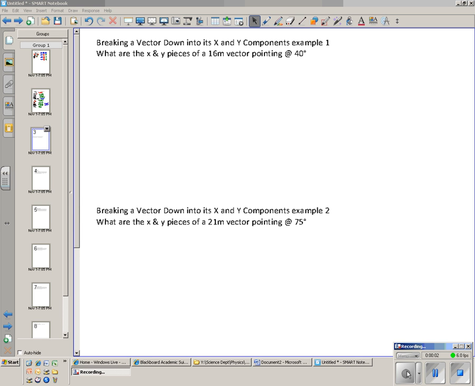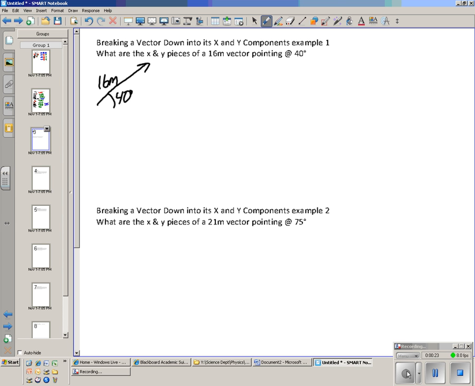Next, we have breaking a vector down into the x and y components, example 1. This might be a little more challenging for some of us. This is kind of new. This is going to be 16 meters, and it's at 40 degrees, so that's my angle theta.